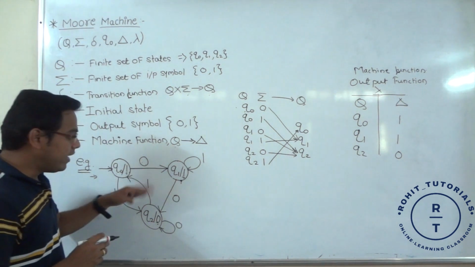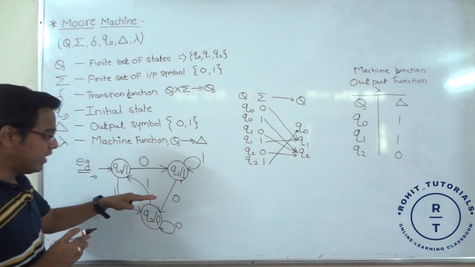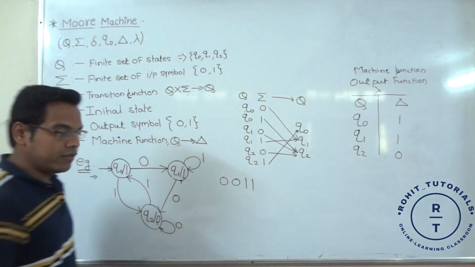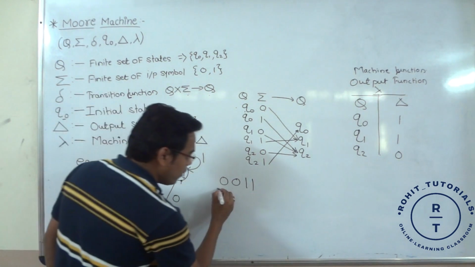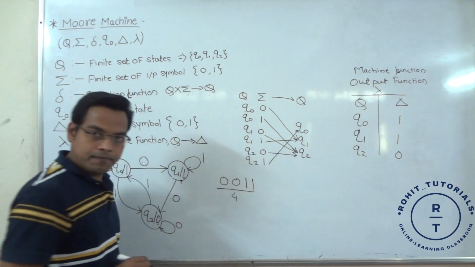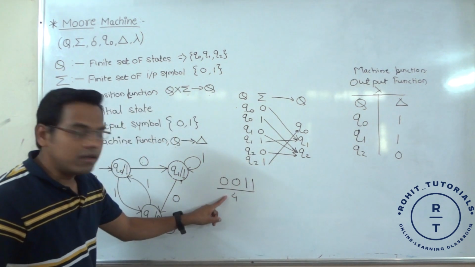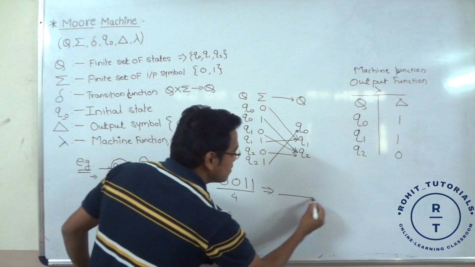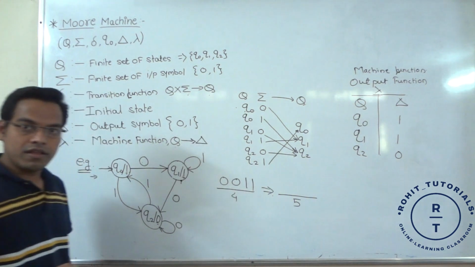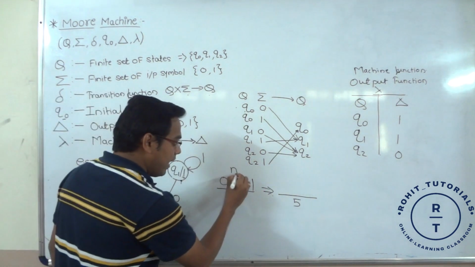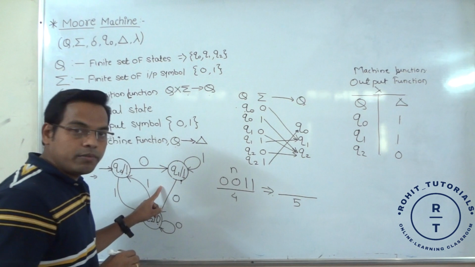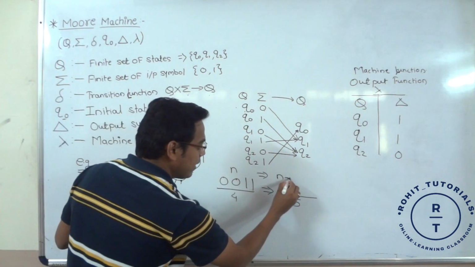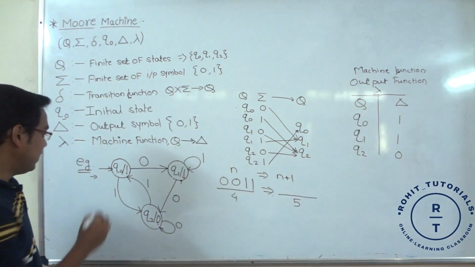Suppose we provide any string to this finite automata, suppose 0 0 1 1. So the length of the string is 4. Whenever we provide this string to this finite automata, it gives output of length 5. Suppose if you provide an n length string to this finite automata, it gives output of length n plus 1. How?